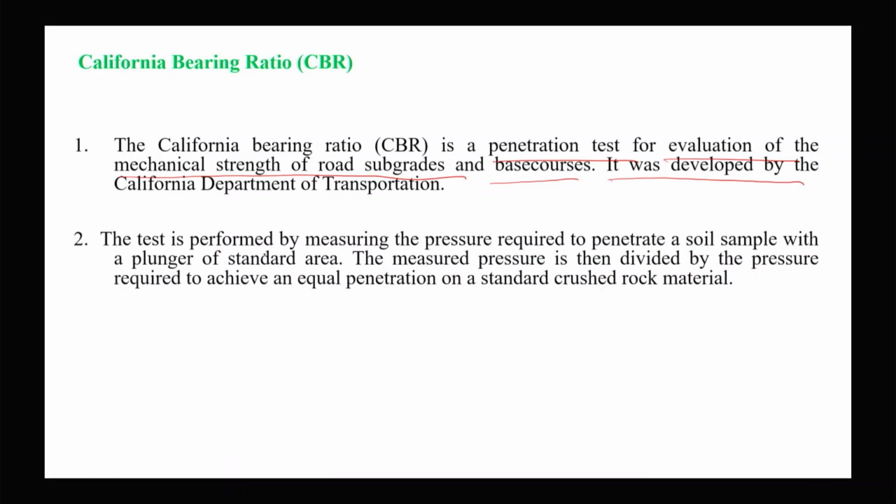So the test is performed by measuring the pressure required to penetrate a soil sample with a plunger of standard area. So a plunger with a standard area penetrates within the soil. The measured pressure is then divided by the pressure required to achieve an equal penetration on standard crushed rock. This is the standard soil, some standard crushed rock material, and we just compare the ratio. We get the ratio value.